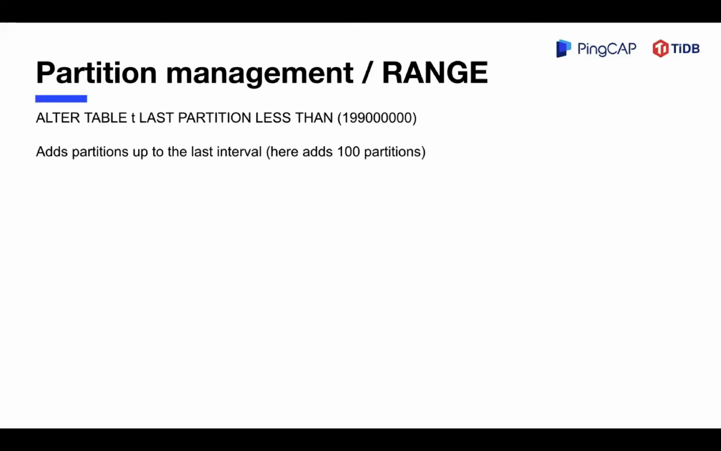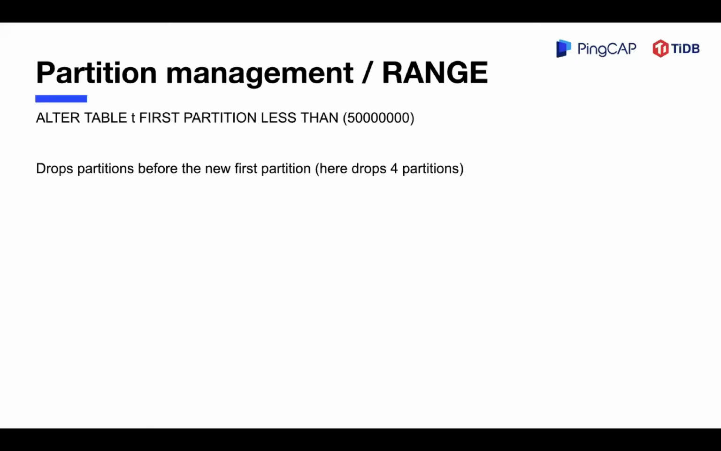It also simplifies the partition management by just setting a new end range, for example. Here, instead of adding 100 named partitions, you can use alter table last partition less than. Here it would just extend with 100 more partitions. And likewise, you can remove the first partitions by setting which interval the first partition should start at. In this case, it would drop 4 partitions.